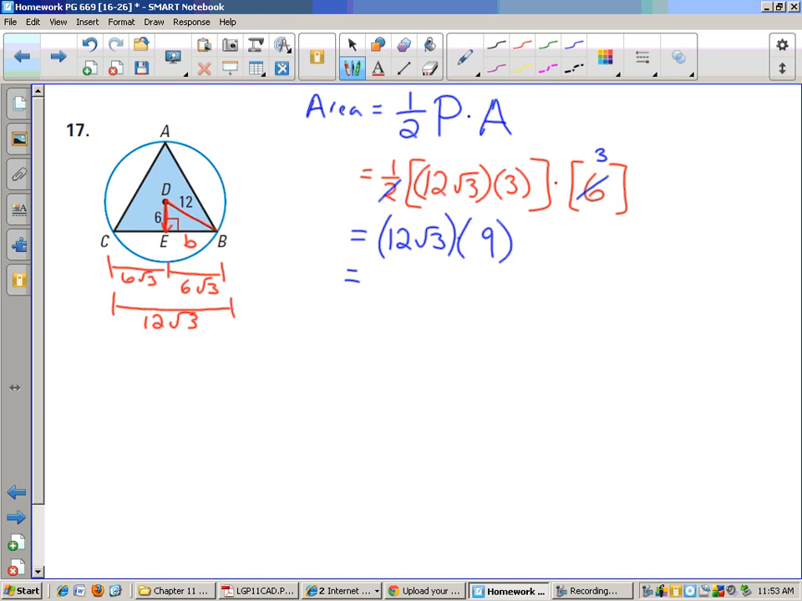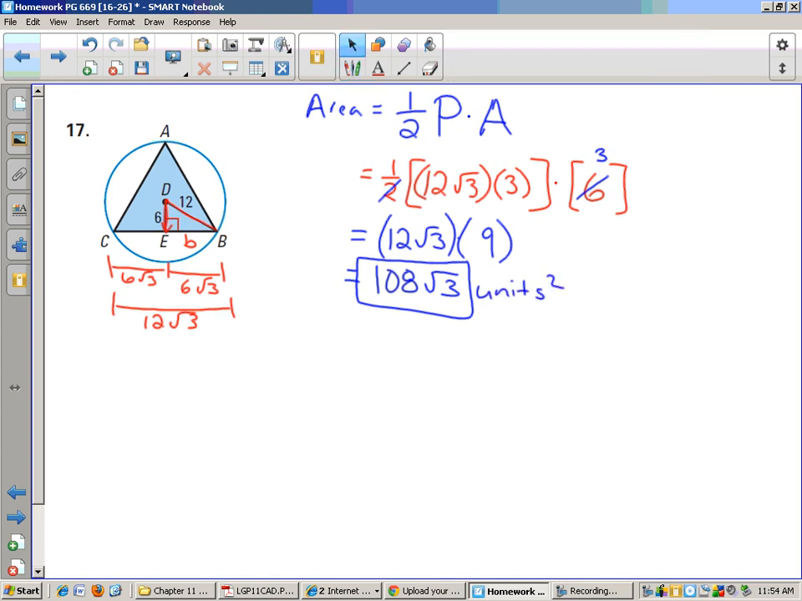Well, 9 times, put that away. What's 9 times 10? 90. What's 9 times 2? Add them together? 108. Good. Oh, don't forget, units squared. 108 root 3 units squared. Now, if they ask you to round it, you guys know how to round. I prefer you to leave it as 108 root 3.